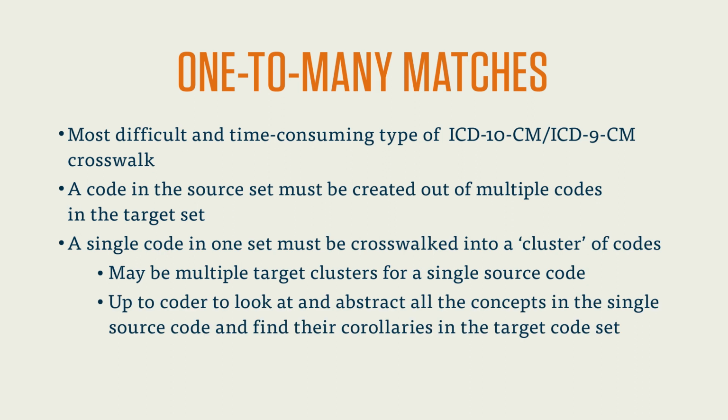It's up to the coder to look at and abstract all of the concepts in the single source code and find their corollaries in the target code set. This process of crosswalking by cluster requires diligence and a lot of review, as a missing code from one of the clusters can drastically affect the status of a claim or report.